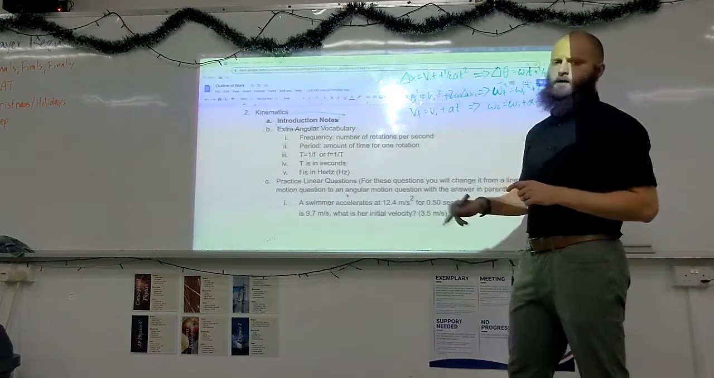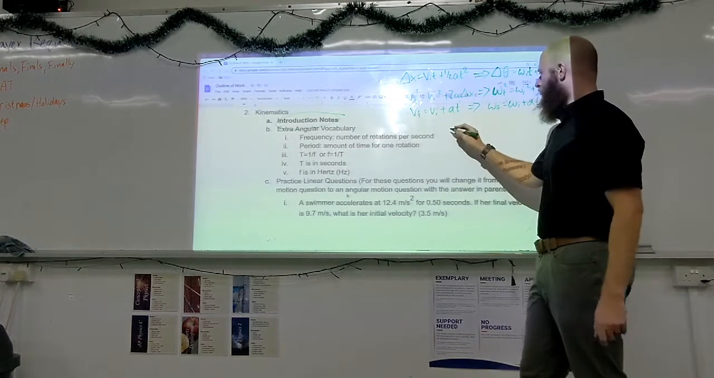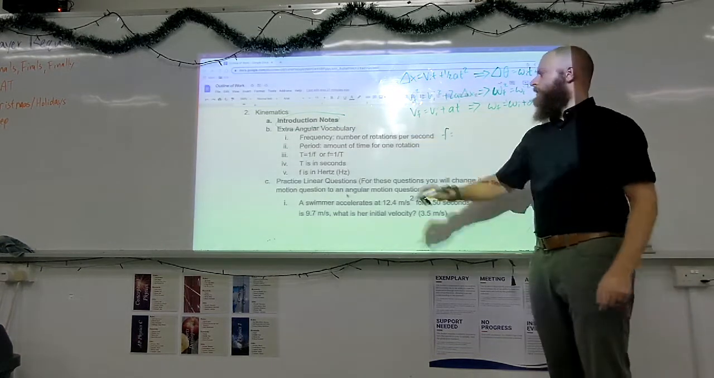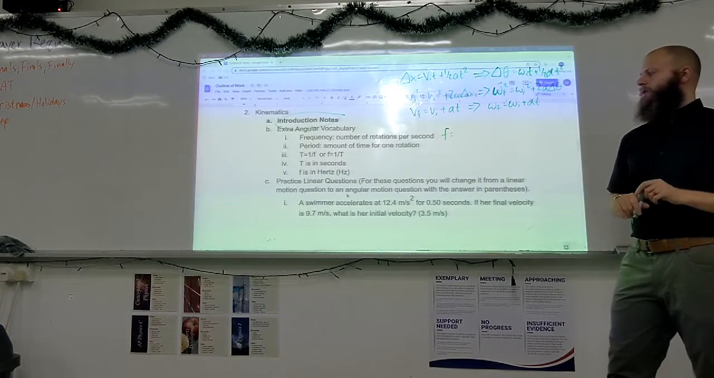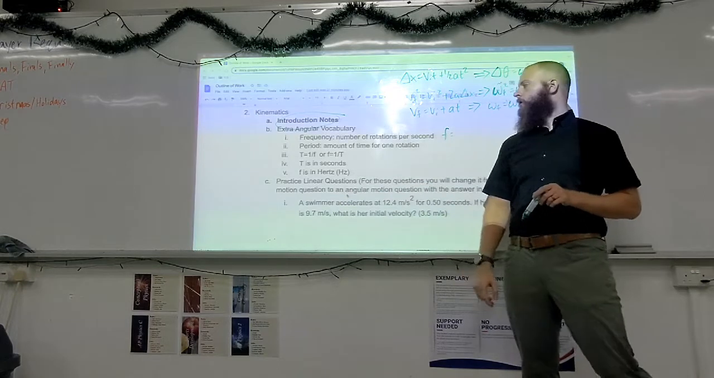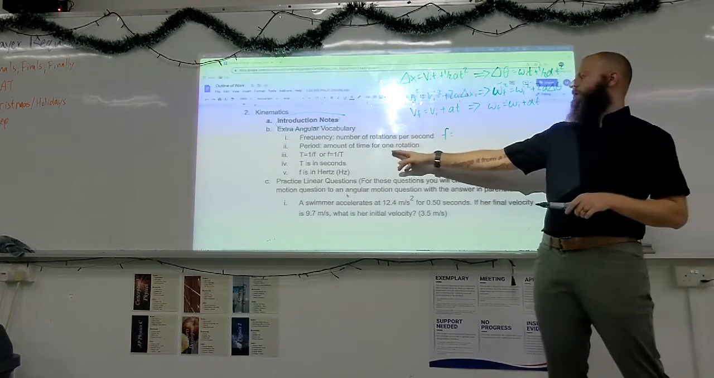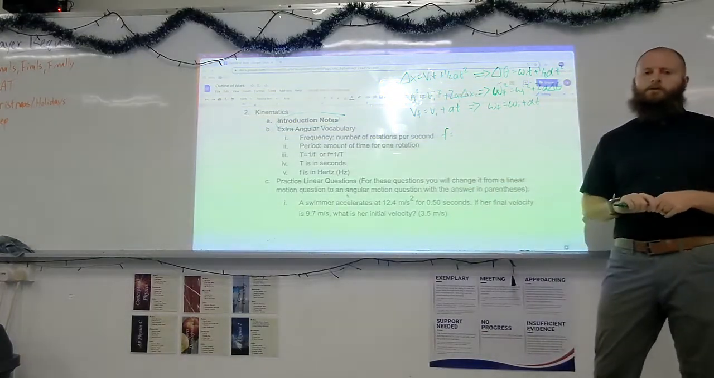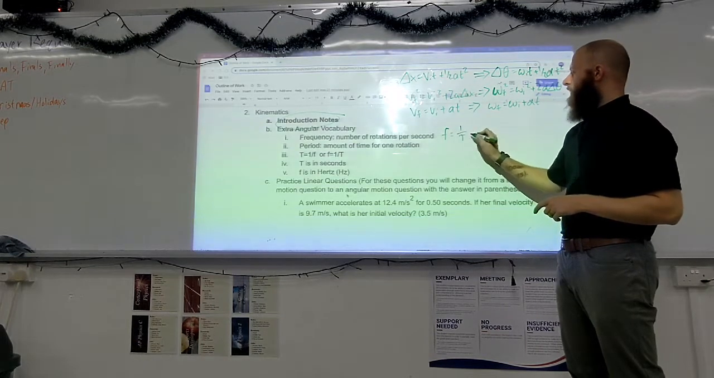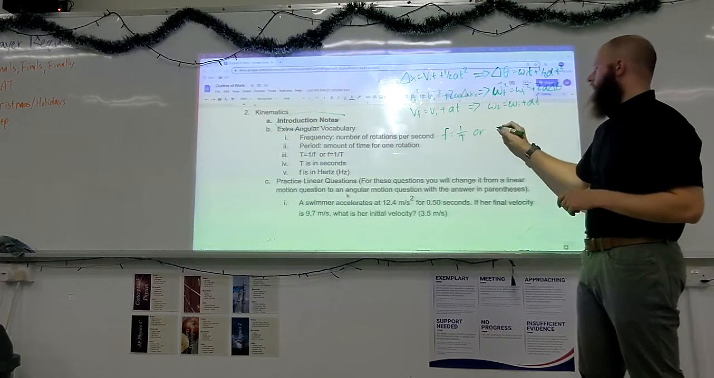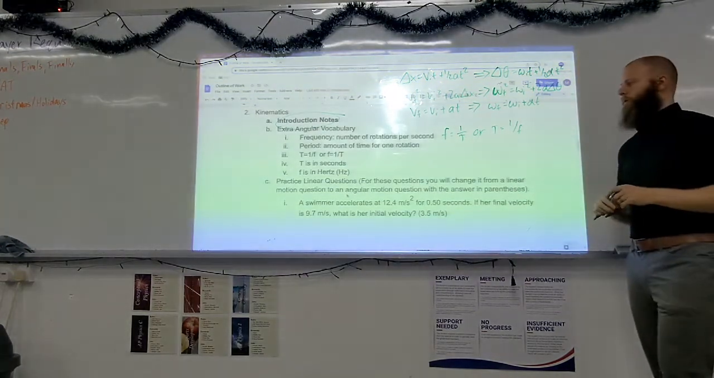We have two other variables we need to talk about. They should be somewhat familiar to you. We have frequency, which is just the number of rotations per second, and that's measured in hertz. And then we have the period, which is just the amount of time for one rotation. The relationship between the two is F equals 1 over capital T, or the same thing, T equals 1 over F. This is just flipping the equation around.